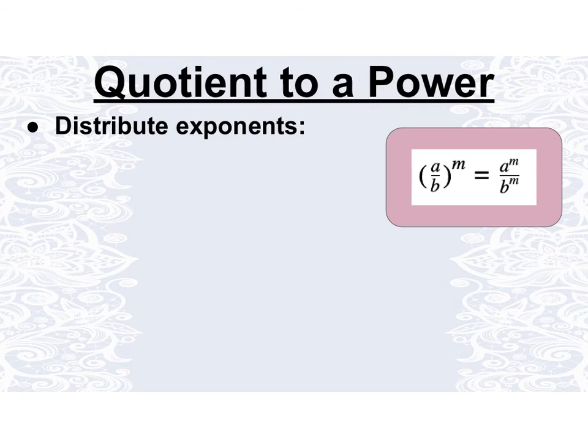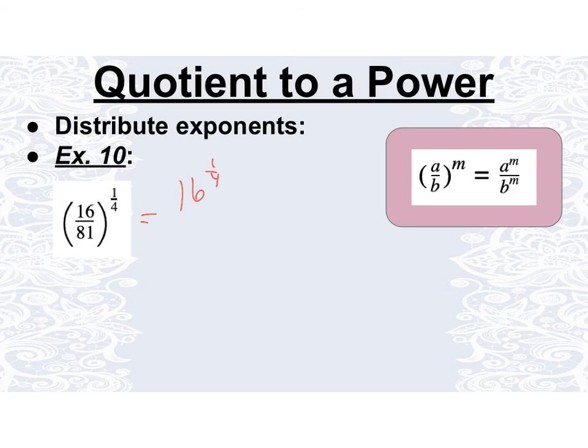Quotient of a product. Quotient is division raised to an exponent, so that has to go to the top and the bottom. Sometimes kids forget to put it in the bottom, so remember that. Here we have our example, 16/81 raised to the 1/4. I can distribute that 1/4 to the numerator and the denominator and take the 4th root of each, and it becomes 2 over 3.